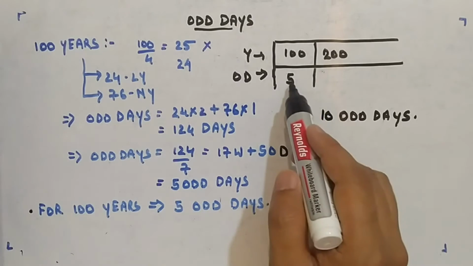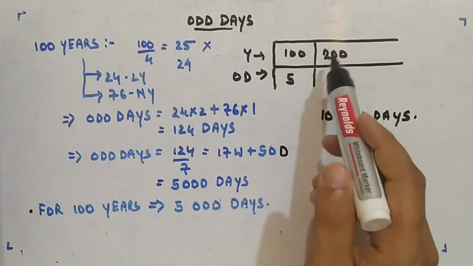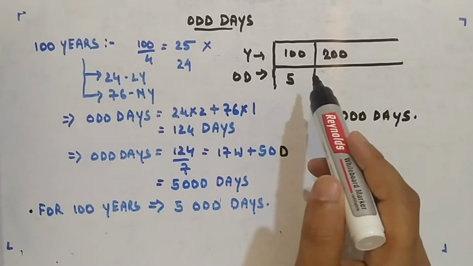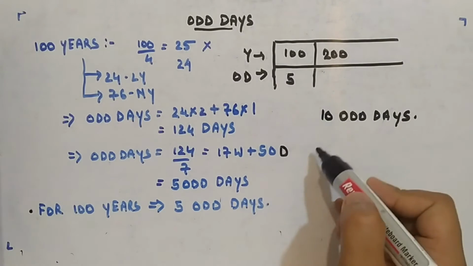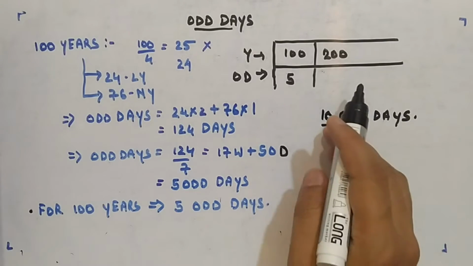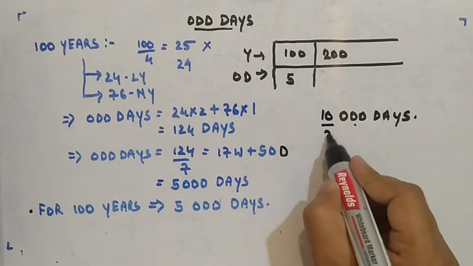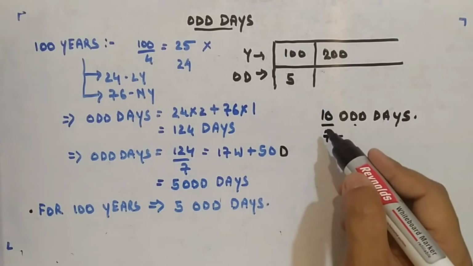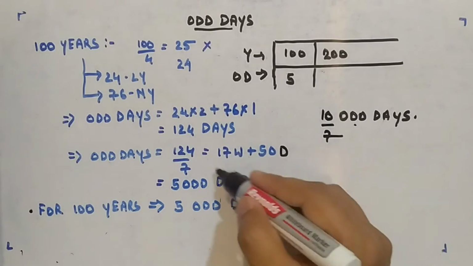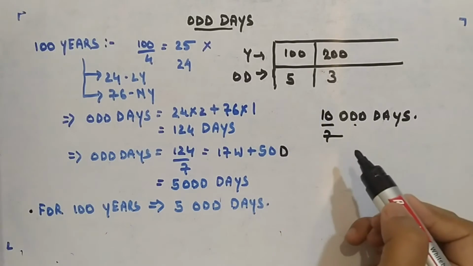Between 1 to 100 you had 5 odd days. Similar logic I have applied. Between 100 to 200 also you will have 5. So 5 plus 5 total it will be 10. So 5 into 2 also you can do. 10 odd days you have. But we only have 7 days in a week. So divide by 7 and you will have the remainder. This is what we want, right? We don't want this. We want this. So 3 will be the odd days.